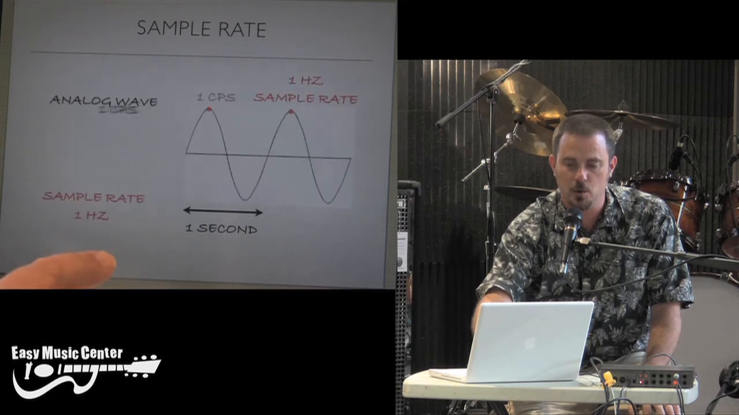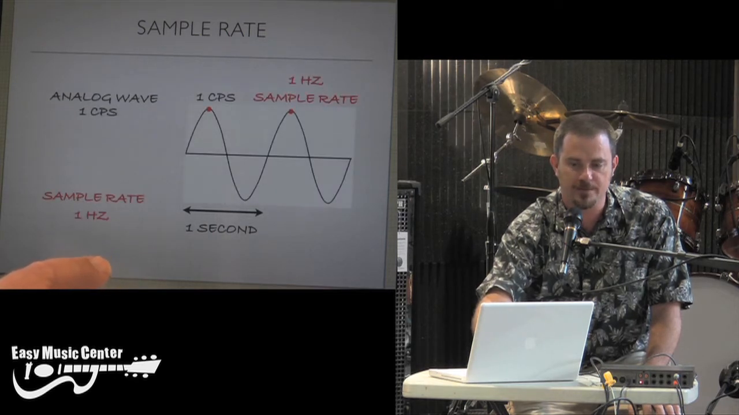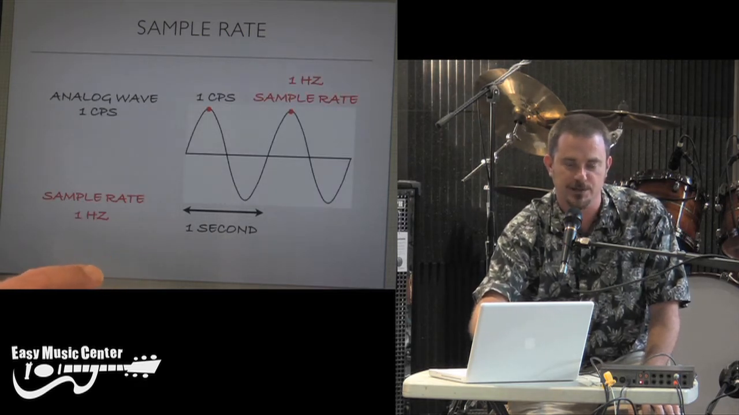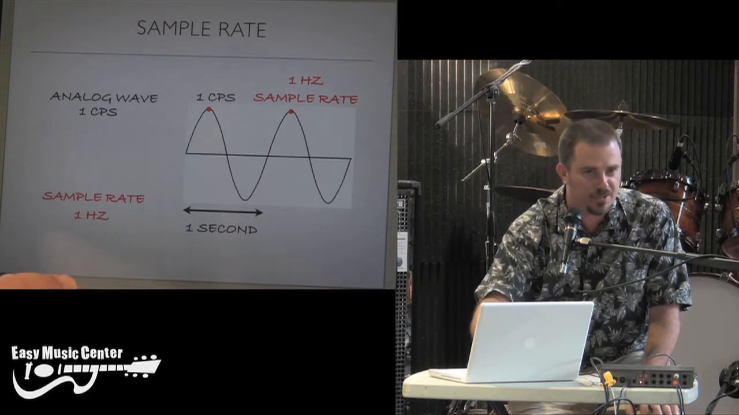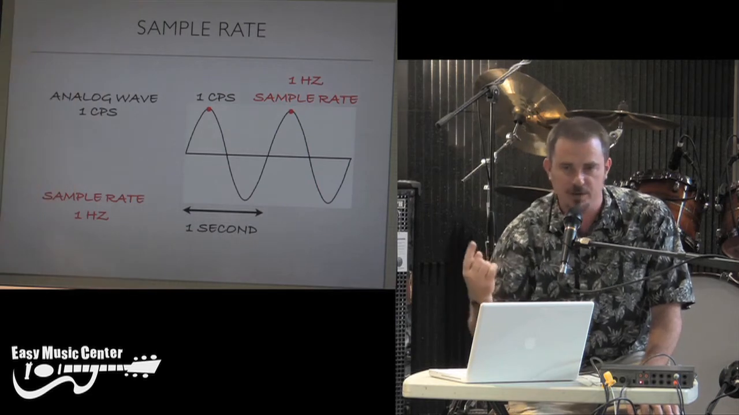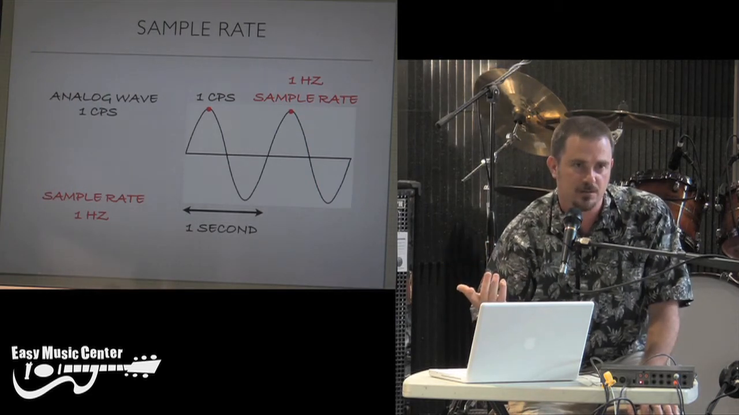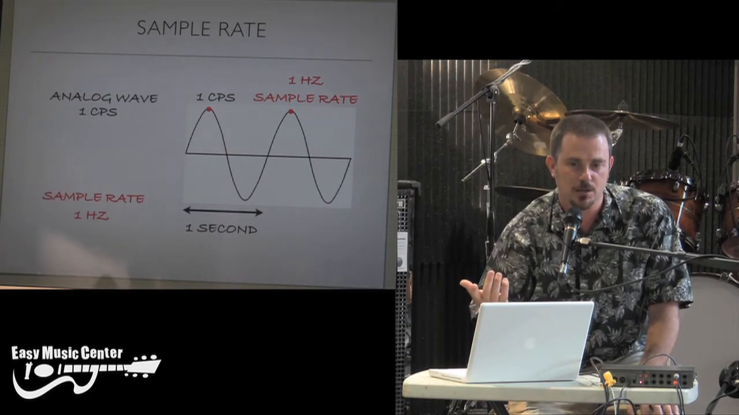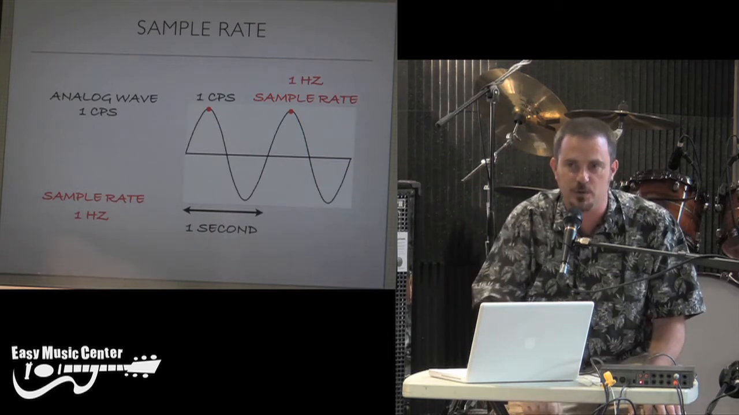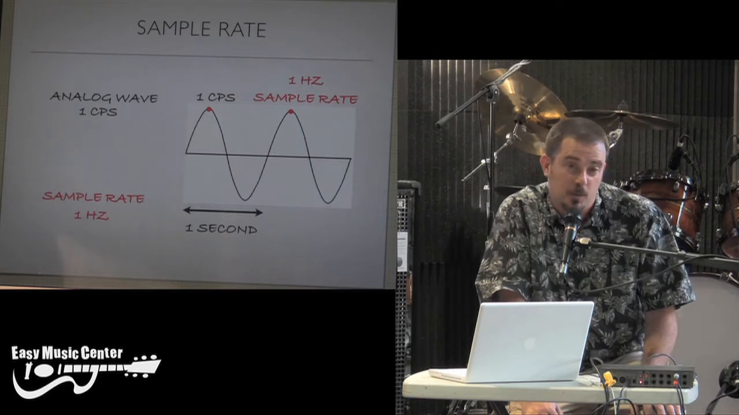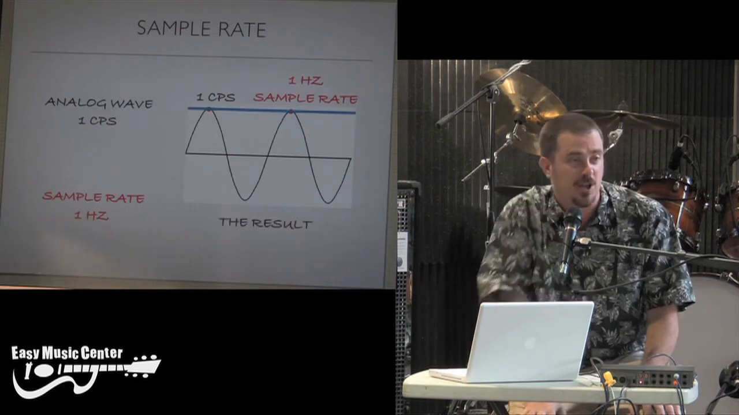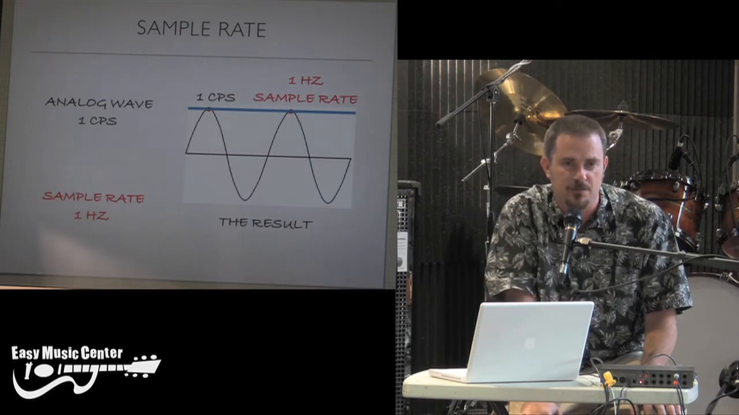Okay. What if I don't do that? What if I break the law here and say, I'm just crazy today, I'm going to do 1. So 1 cycle per second, it's moving up and down, but I only take 1 picture per second. What is that going to create? When I connect those red dots together, what are we going to get? We're going to end up with a straight line. Is that my wave?